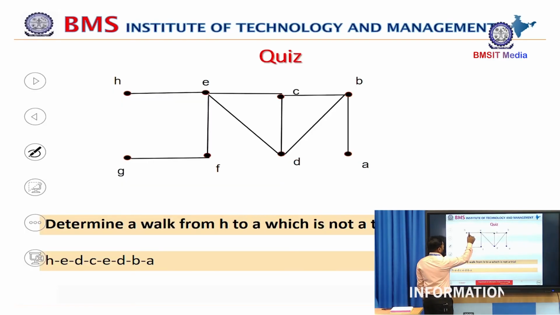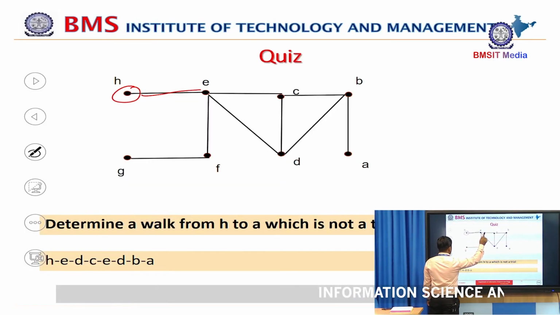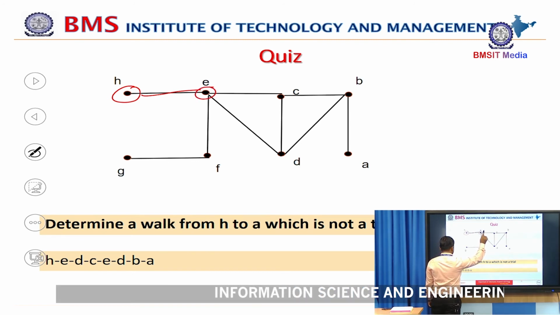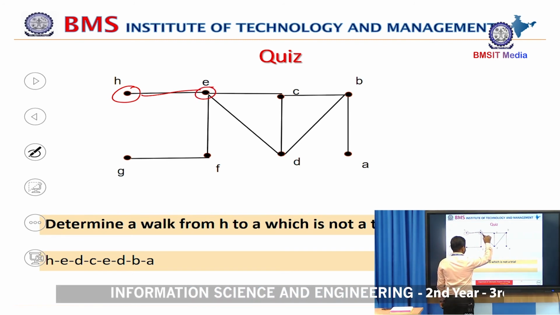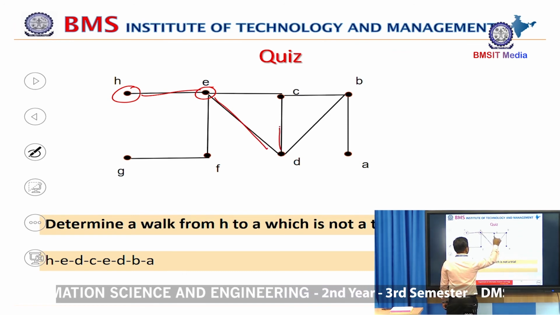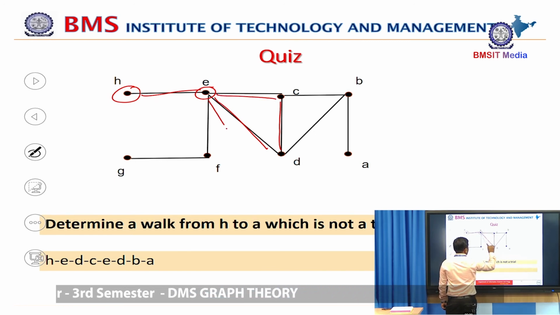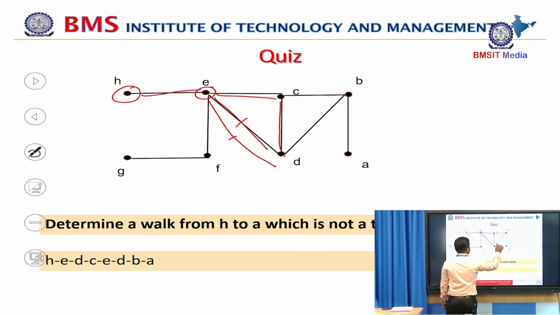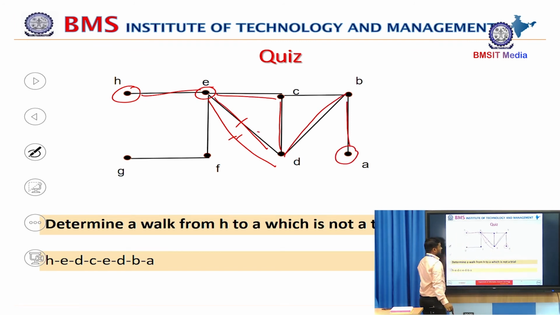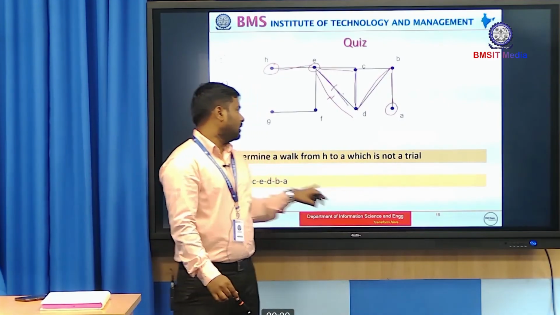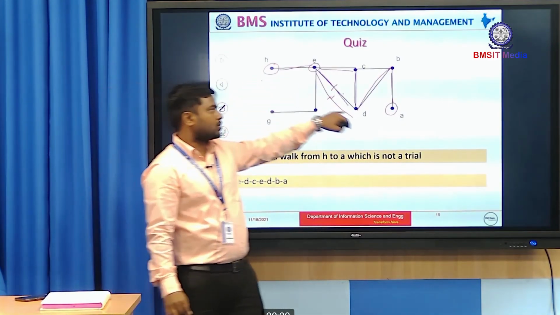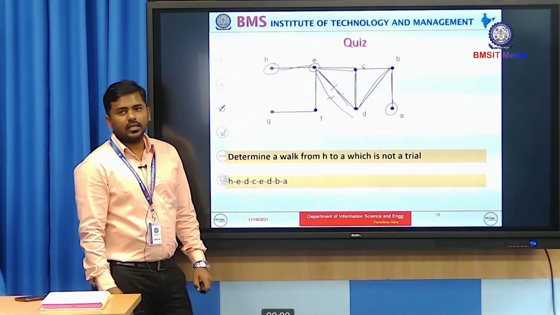We will start with H, E. We have to make sure that one of the edges is repeated. So, I will reach E, E to D, D to C, then C to E, and E to D. You can see I am going back E to D, so this edge is repeated. Again from D to B and B to A. Since edges are repeated here, this cannot be a trail. It is not a trail, but it is a walk, as I can reach from H to A with an alternate sequence of vertices and edges.